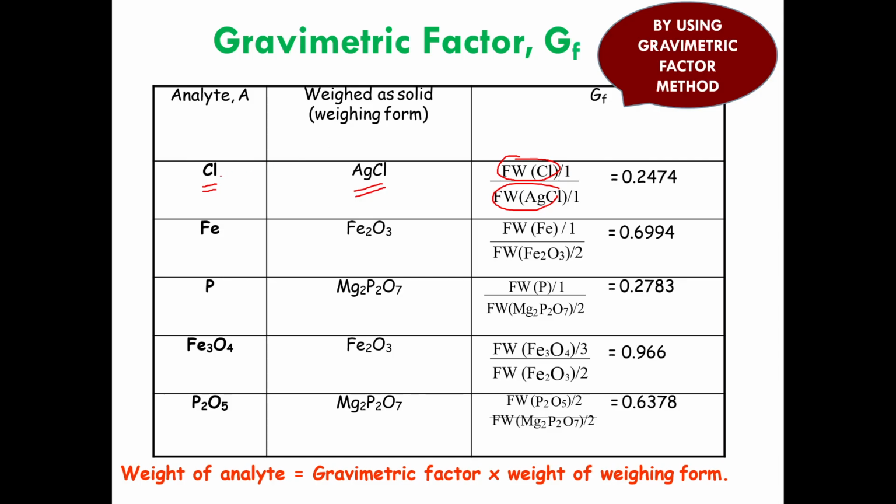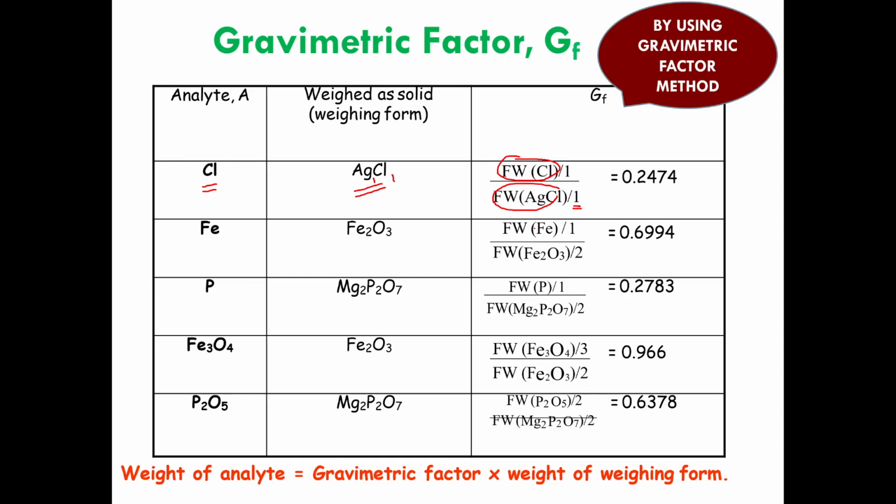So chlorine ion has 1 atom. So the formula weight for chlorine divided by 1. The same for the formula weight for silver chloride, which is divided by 1. So 1 here is how many atoms of chlorine are in the formula of silver chloride. So if you see the formula for silver chloride, it is 1 silver atom and 1 chloride ion.